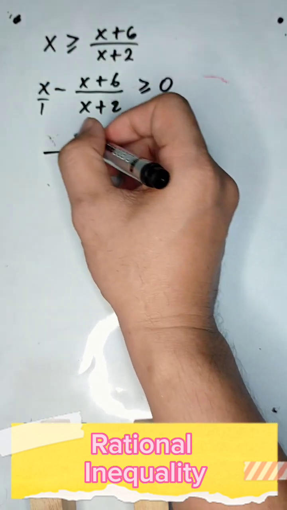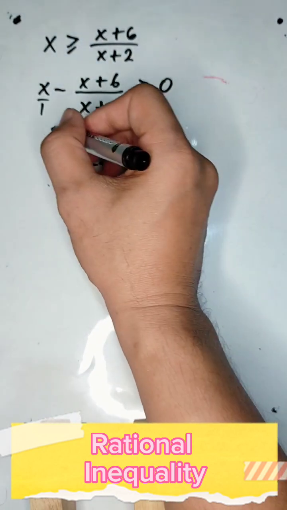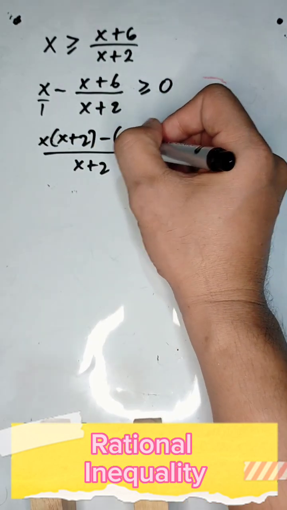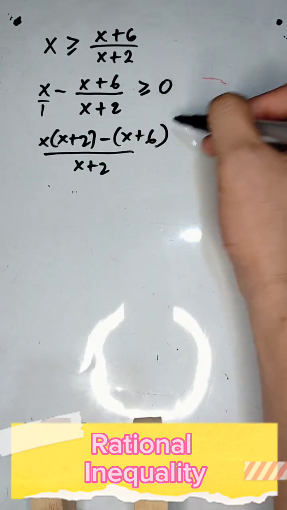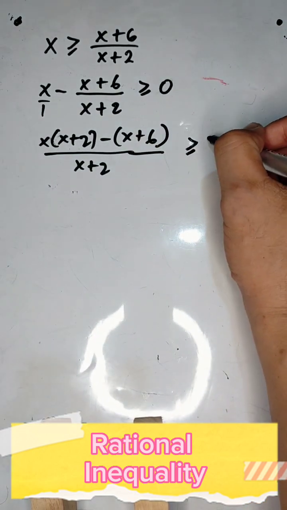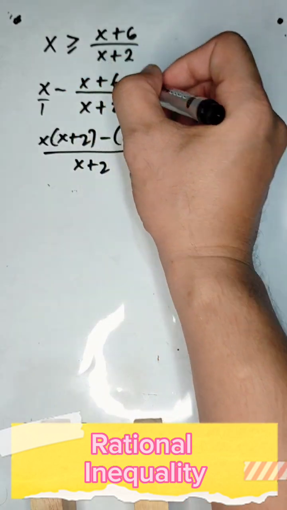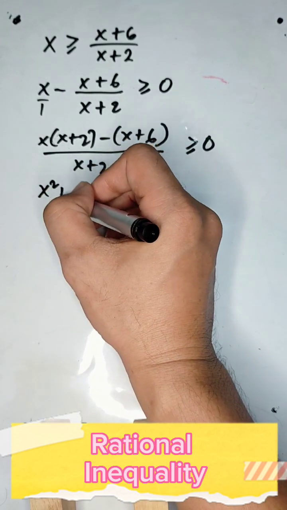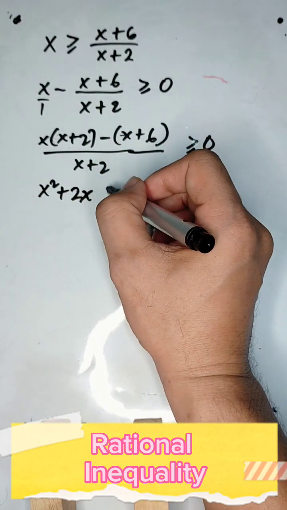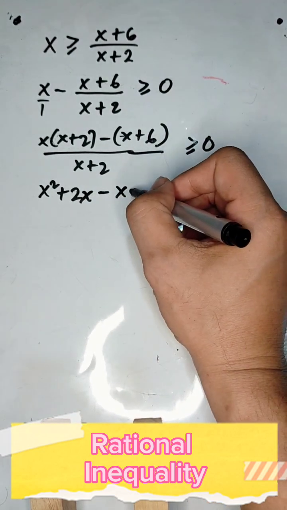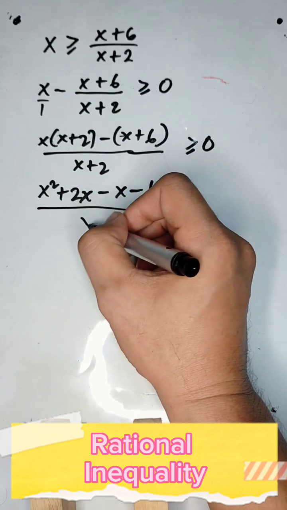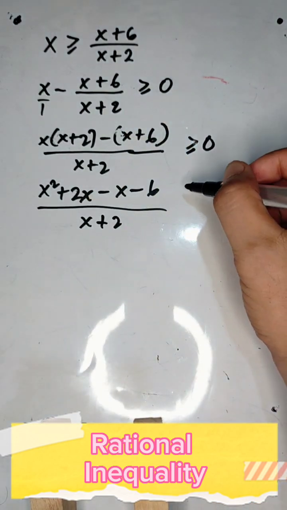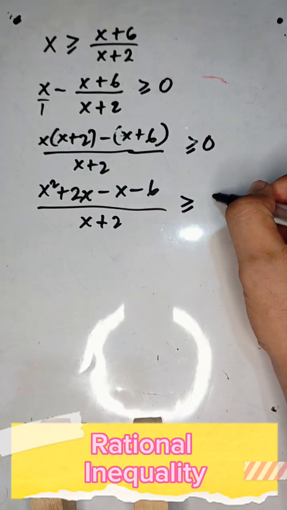And then let's multiply this to this term here. So we have x times (x plus 2) minus (x plus 6). That's greater or equal to 0. So you have to take note of the parentheses. Okay, let's distribute this one. That gives us x squared plus 2x. Distribute the negative sign. That's negative x minus 6, all over x plus 2, all greater or equal to 0.